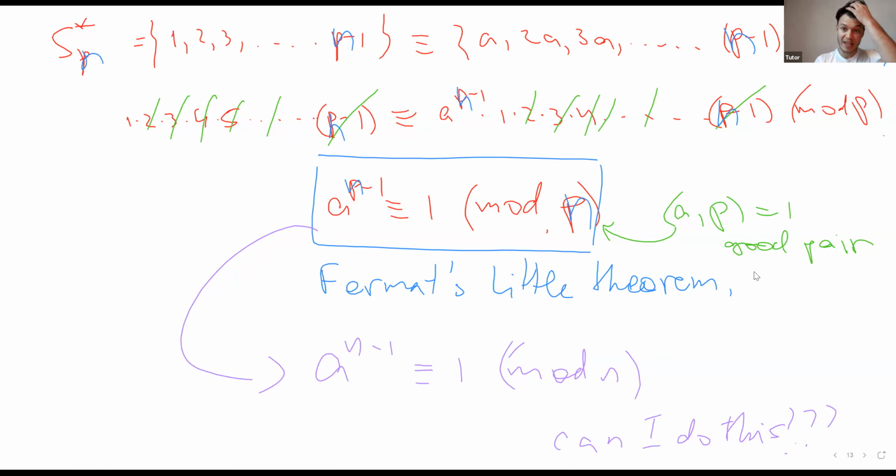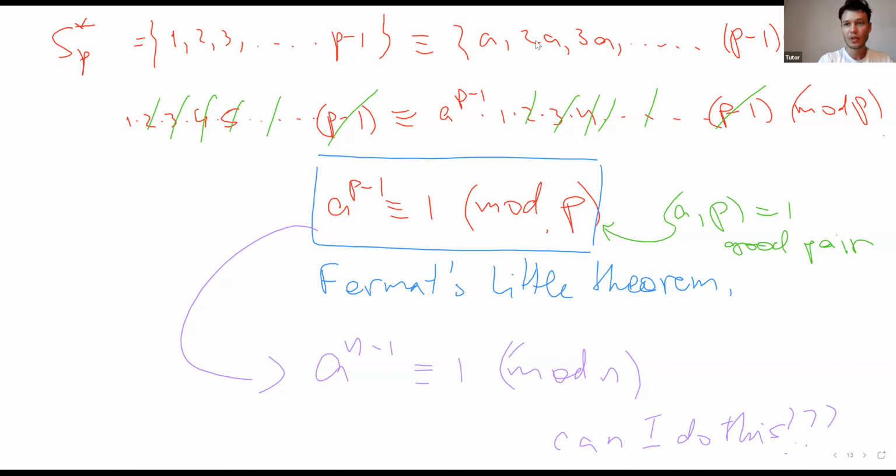So if A and n was a good pair, can I do this thing? Turns out, no, there's going to be a problem with this simplification here. Because, what do you see? This is going to be mod n. So now I cannot simplify 2 on both sides. I can only simplify 2 on both sides if 2 is good to n. But if 2 is bad to n, it wouldn't work.